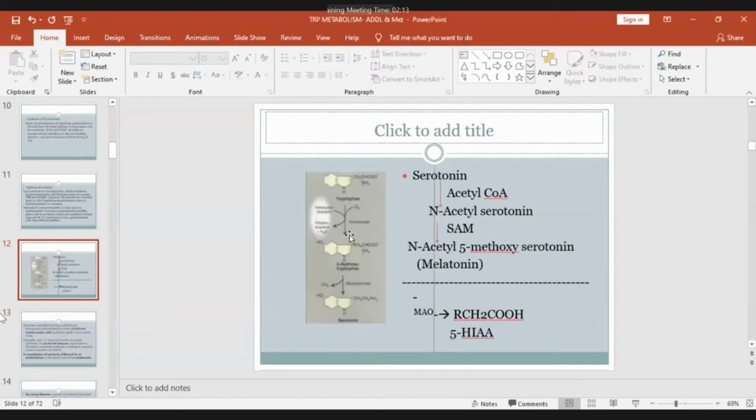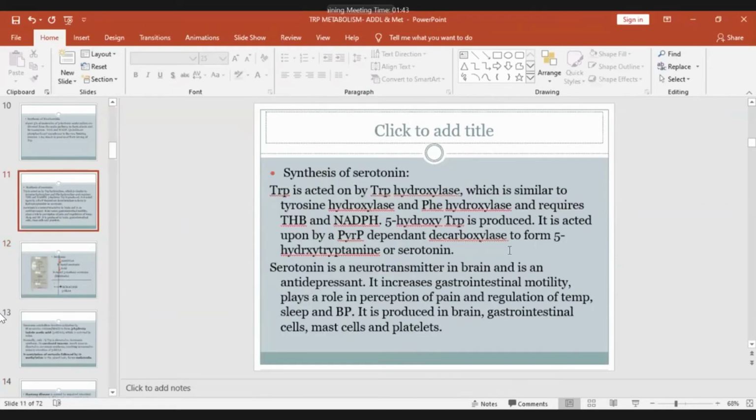So tryptophan is acted upon by tryptophan hydroxylase, a tetrahydrobiopterin dependent enzyme, forming 5-hydroxytryptophan. So 5-hydroxylation occurs here. And this 5-hydroxytryptophan is acted upon by decarboxylase to form 5-hydroxytryptamine or serotonin, pyridoxal phosphate dependent. So deficiency of pyridoxal phosphate will not result in synthesis of serotonin.